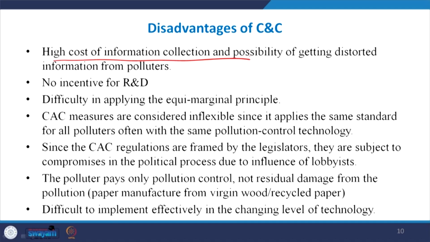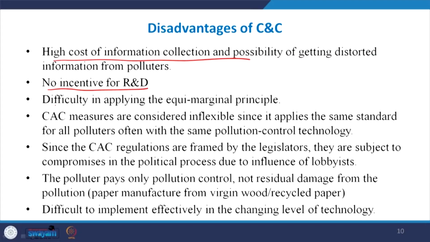And second and most important is no incentive for R&D. Actually, in the case of economic incentives, the companies are free to use any kind of technology, any kind of production process, and a company can spend money on innovations to reduce emissions or evolve a better resource conserving technology, etc. But once you have the command and control system, the company has no such incentive to go for R&D. So, this is the major problem.